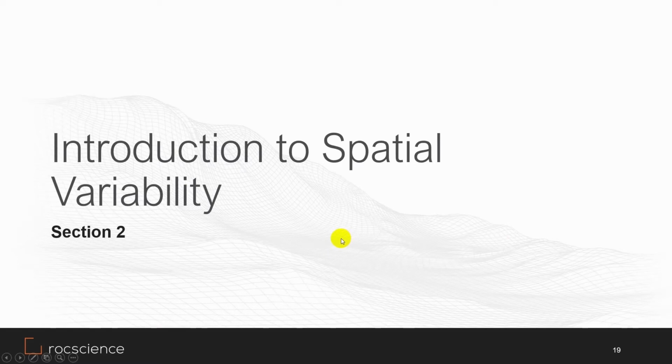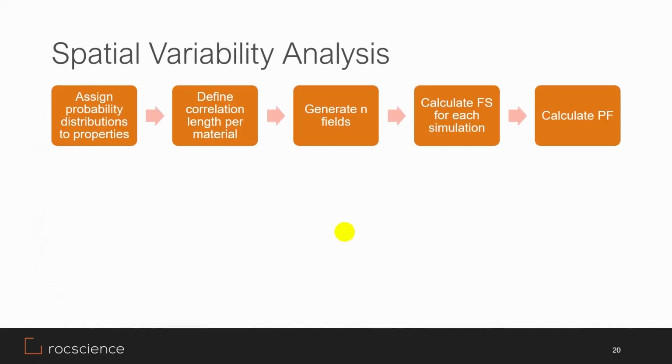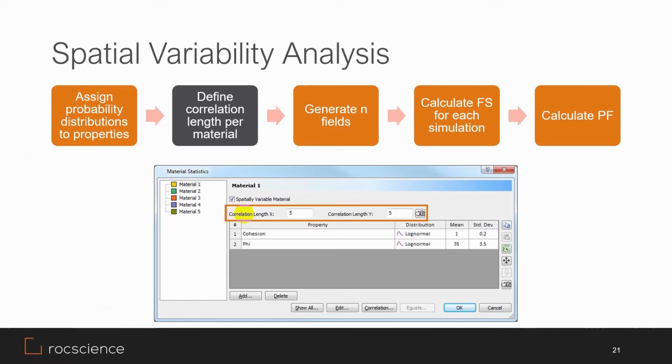So let's talk about how we can consider spatial variability in our analysis in slide 2. The procedure for running a spatially variable analysis is almost identical to that of a regular probabilistic or SRV analysis, with the addition of one new step. And that's this define correlation length step, which, after spatial variability is enabled, is defined in the same material statistics dialog. So let's talk about what this correlation length value means.